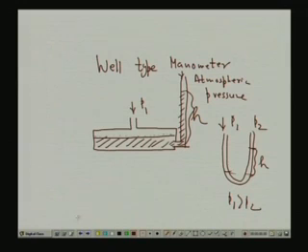Now, we have another manometer which is called the inclined tube manometer or draft gauge. It looks like this.